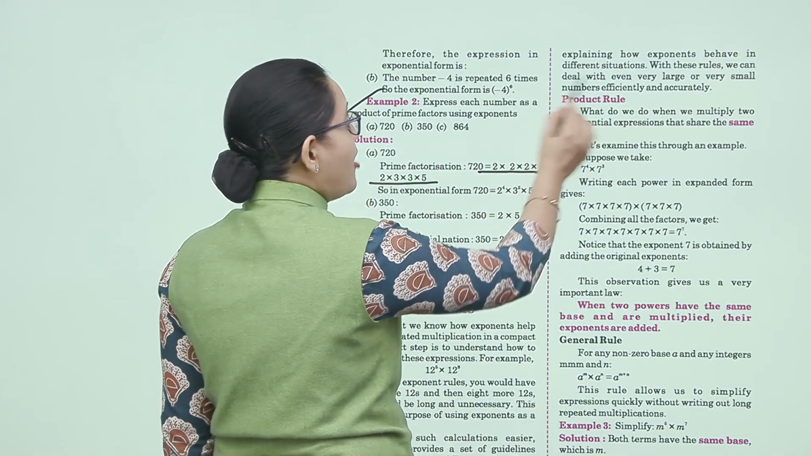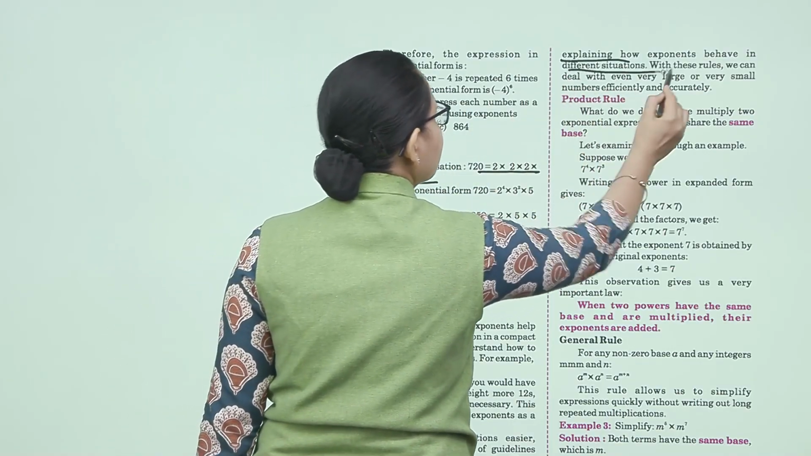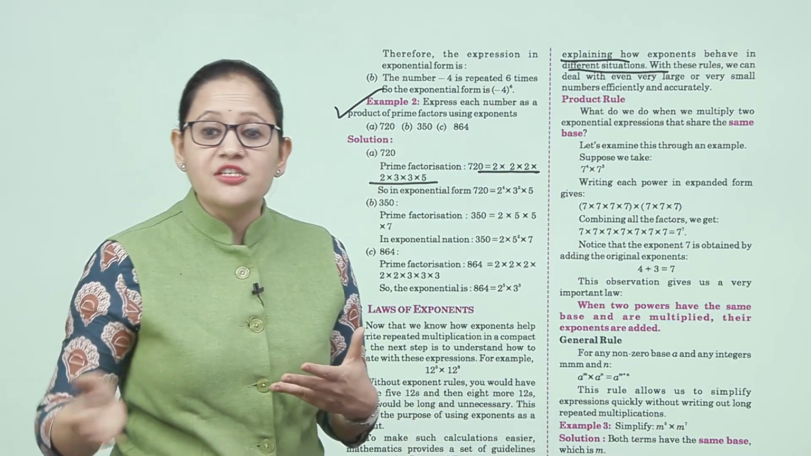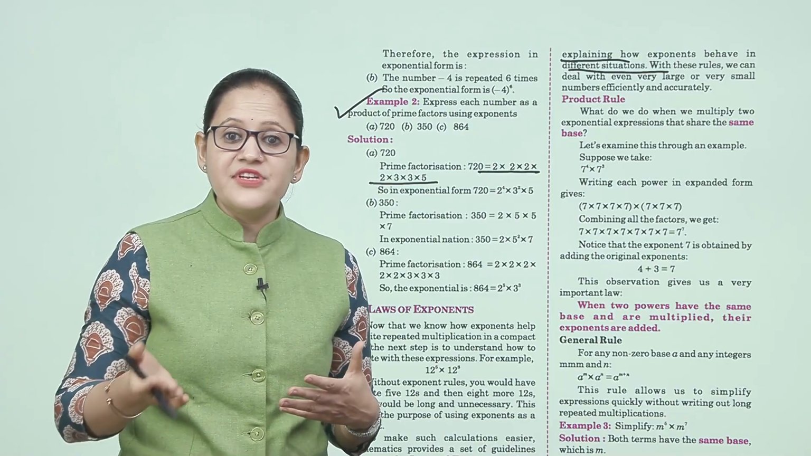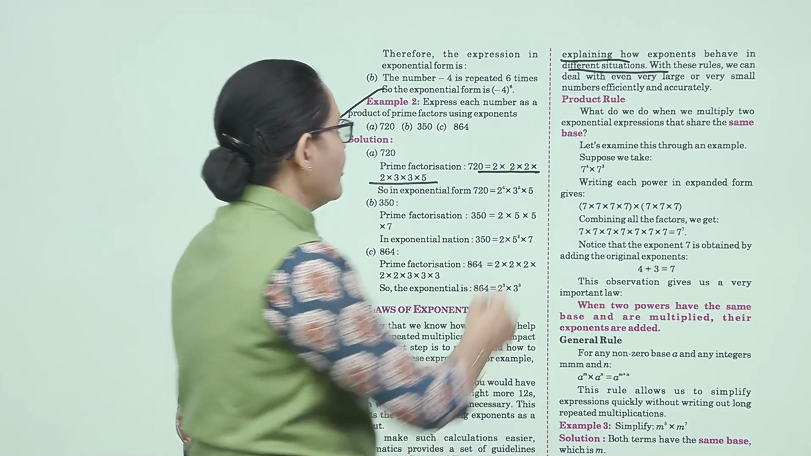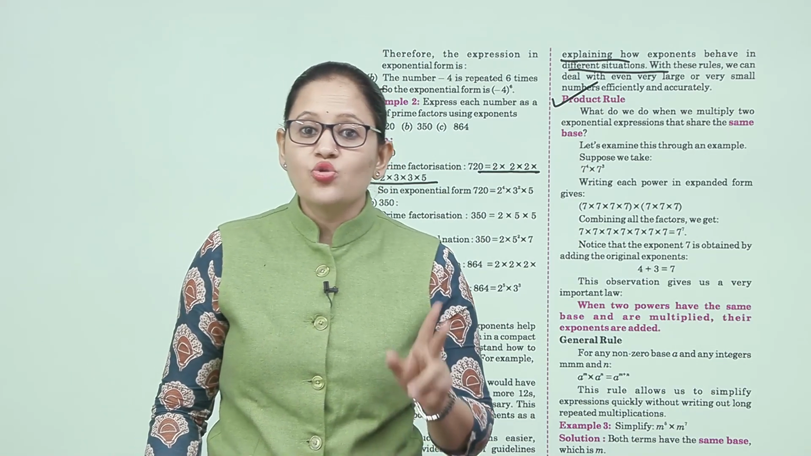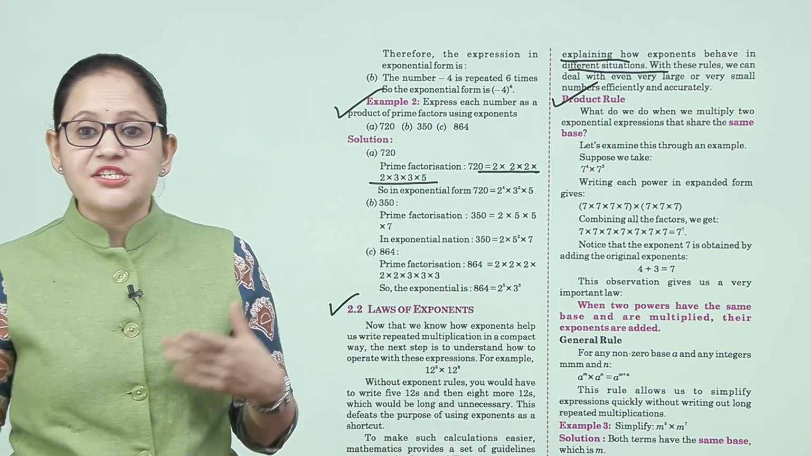Now, explaining how exponents behave in different situations, with these rules we can deal with even very large or very small numbers efficiently and accurately. Product rule. What do we do when we multiply two exponent expressions that share the same base?